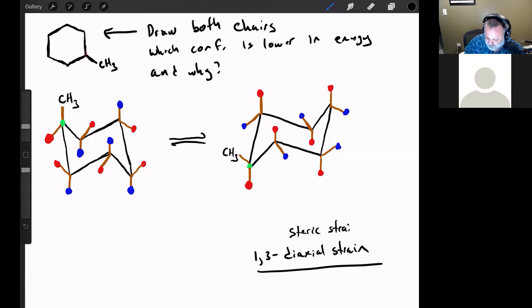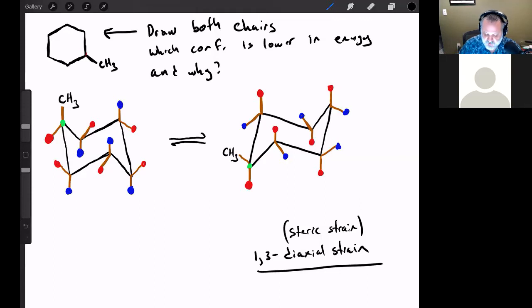strain, and steric strain, in a word, just to summarize it, is an increase in energy due to crowding effects, due to the fact that electron clouds don't want to be next to each other. When they're forced to be next to each other, that raises the energy of the molecule. So in other words, steric hindrance, steric strain is caused by crowding of electron clouds, and 1,3 diaxial strain is a particular type of steric strain. And so let's take a look.